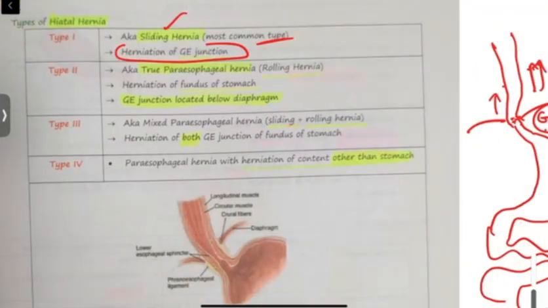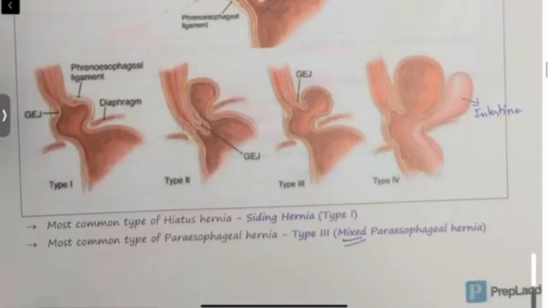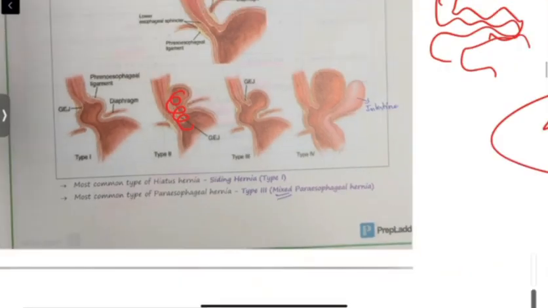Type 2 is true paraesophageal hernia. It is a rolling hernia. Rolling, basically it is like this. The contents will roll up. So it is paraesophageal.